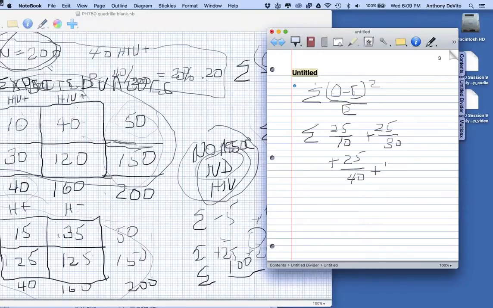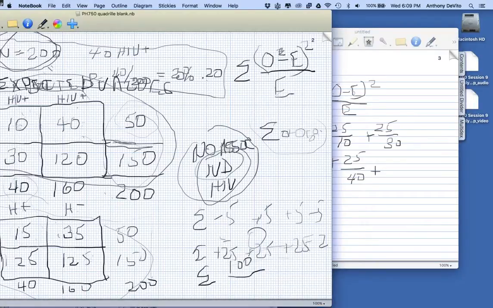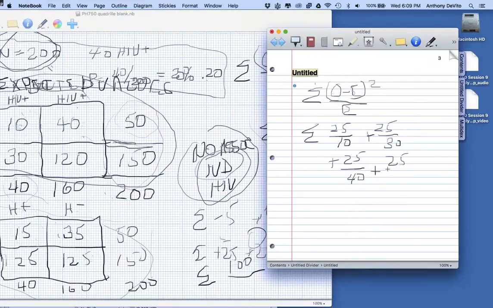I'm confusing myself, I've got so much stuff on this page now. Okay, and finally, the last cell: the observed value was 125 minus 120 is 5, squared is 25, divided by the expected value, which was 120. Am I right about that? Yes, I am, 120. Okay, so let's figure all this out.